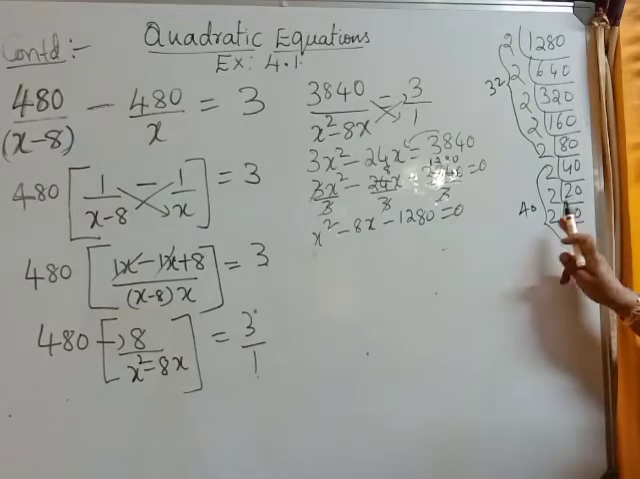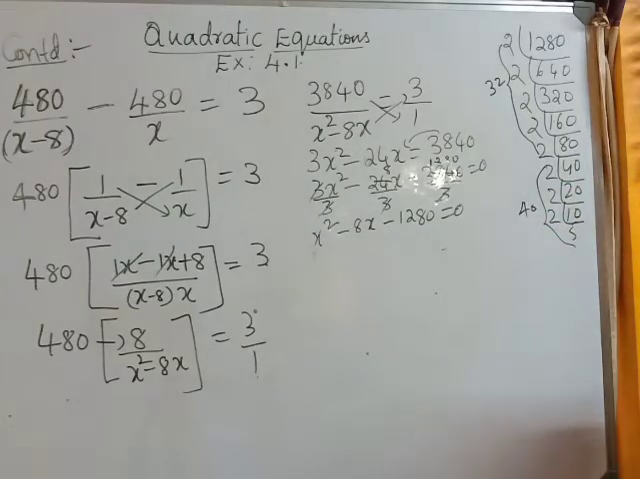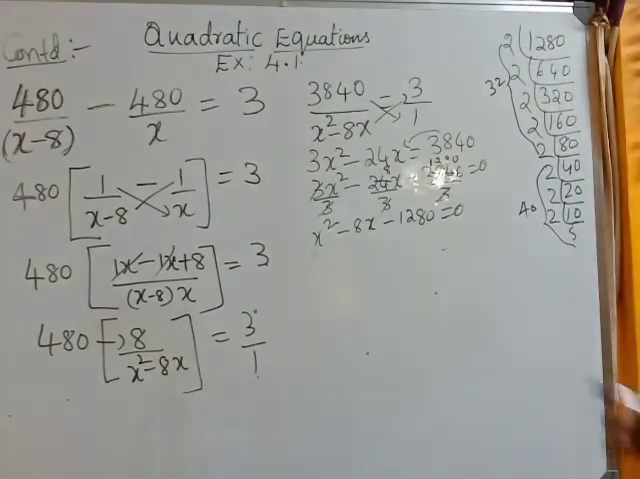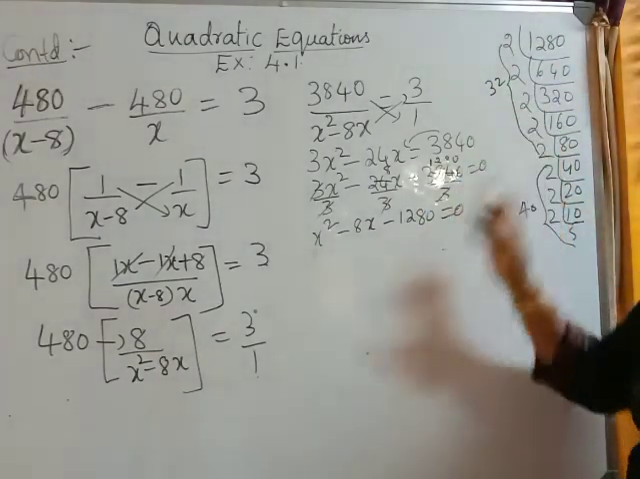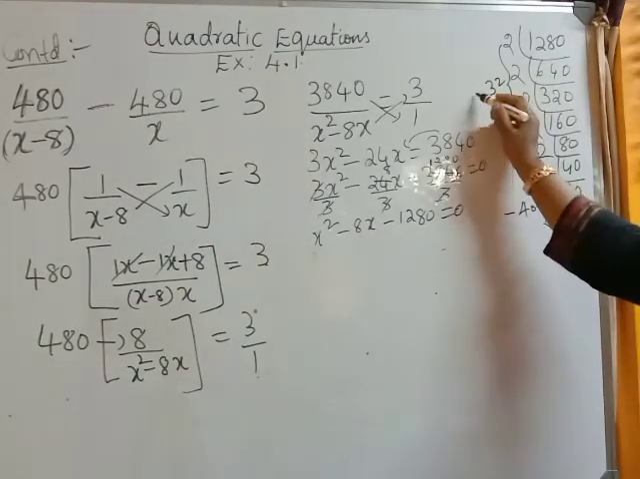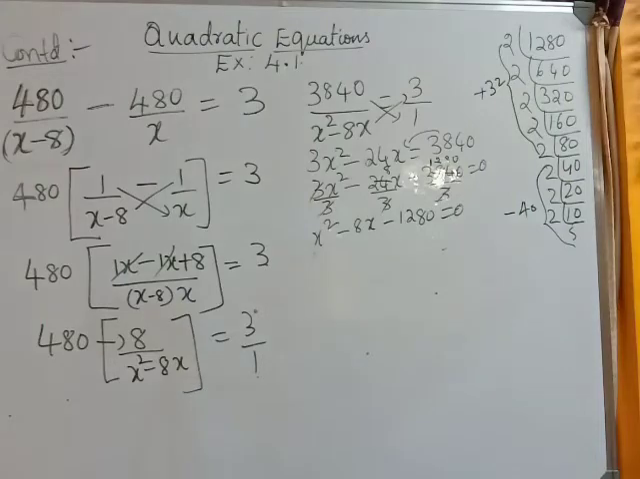See, 5 2s are 10, 10 2s are 20, 20 2s are 40. This I will make one group, and 2 into 2 into 2 into 2 into 2, 5 times, is 32. So that 40 and 32 difference will be 8. The middle term sign should go to the bigger number, and the other term will have the opposite sign.